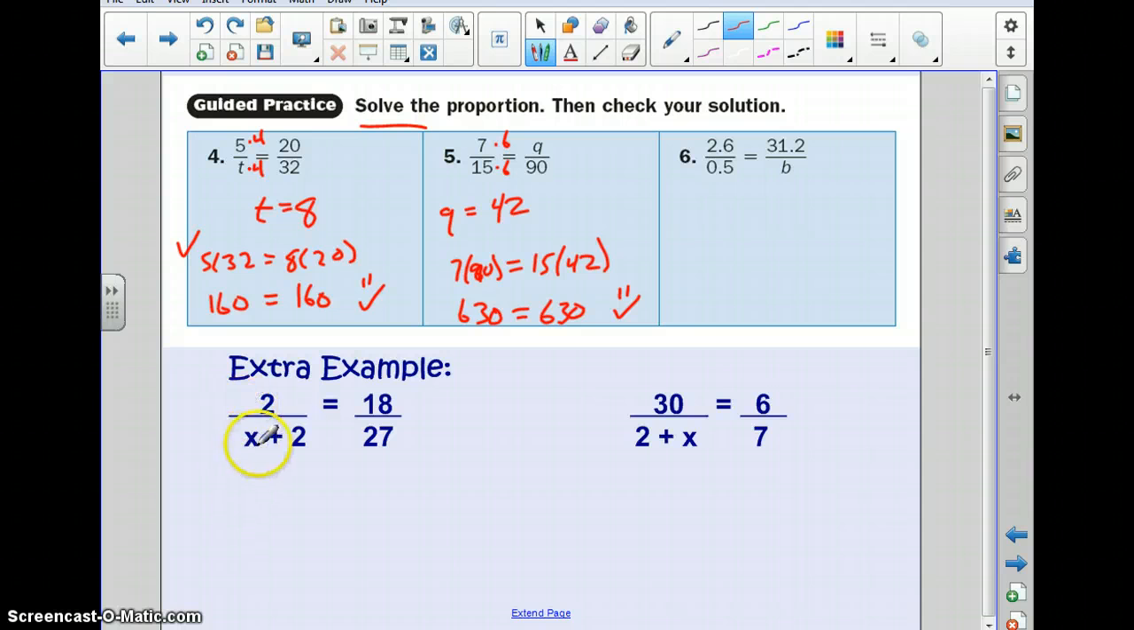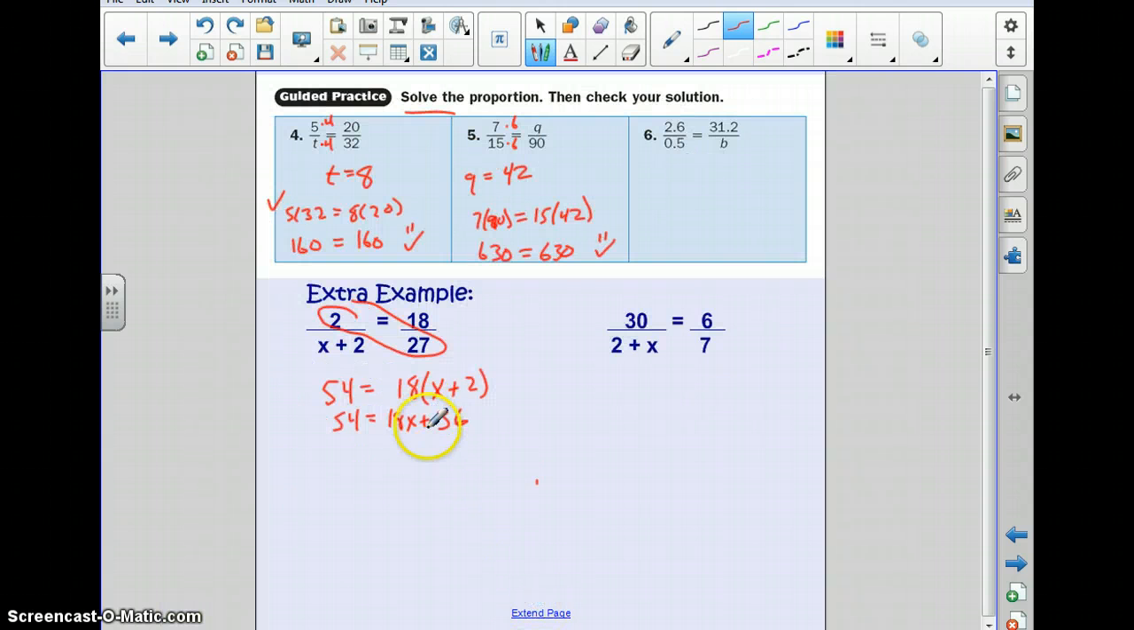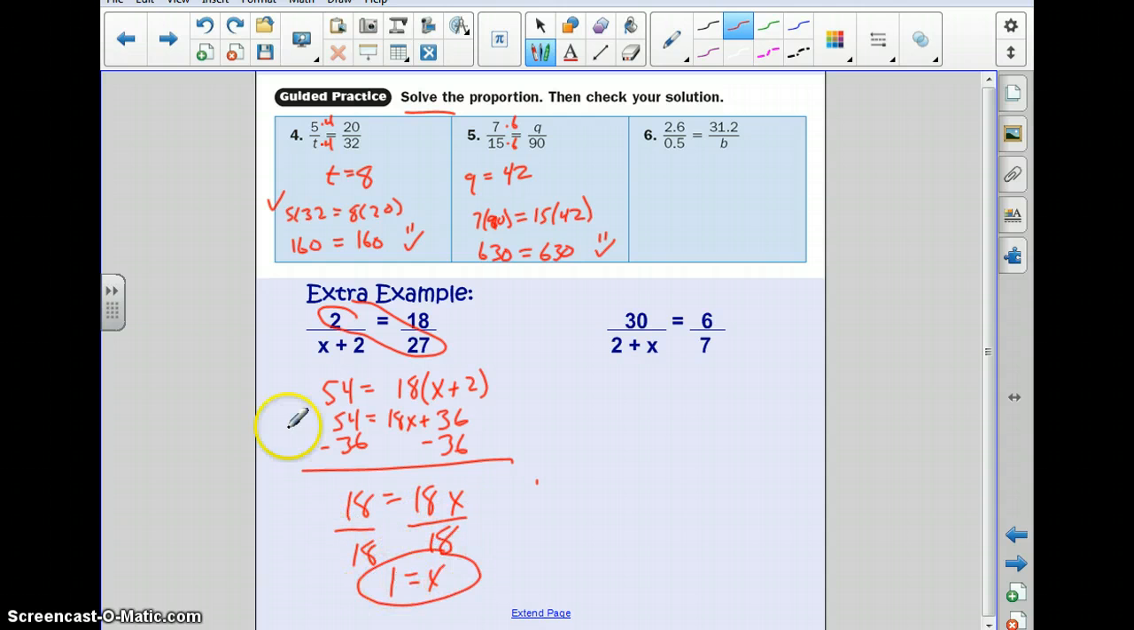If I see a problem like this where I have an x on the bottom and it's x plus 2, man, that looks difficult. Not too bad. Do cross products. 2 times 27 is 54 equals 18. Now, this is where the distributive property comes in. 18 times x plus 2. And I would actually do that. 54 equals 18x plus 36. And then I would do minus 36 from both sides. 18 equals 18x divided by 18. 1 equals x. And then I could just plug that 1 in. So I would know that 1 would be my answer for that problem.